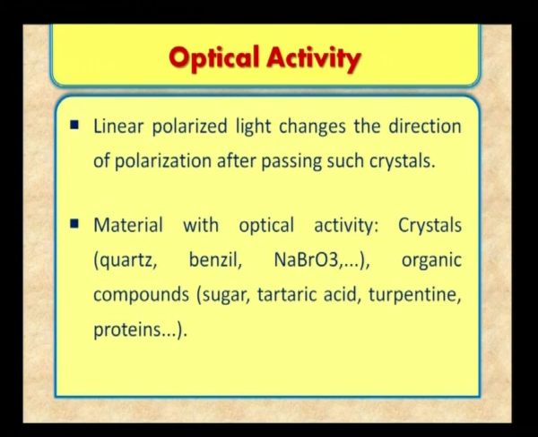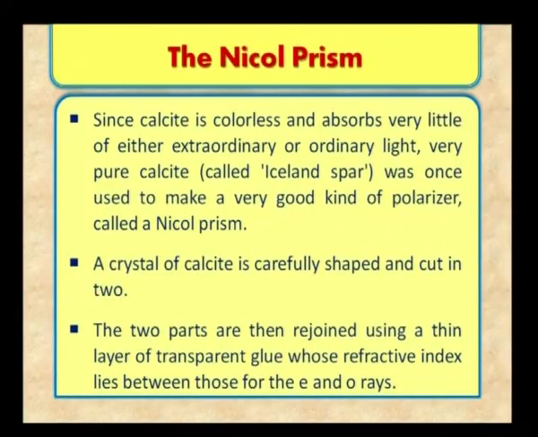Materials with optical activity are crystals like, as I told you, quartz, NaBrO3, benzene, and organic compounds like sugar solution, tartaric acid, turpentine, proteins. There are some other things which make the plane of vibration rotate through some angle. The Nicol prism is one, which was invented by Nicol.